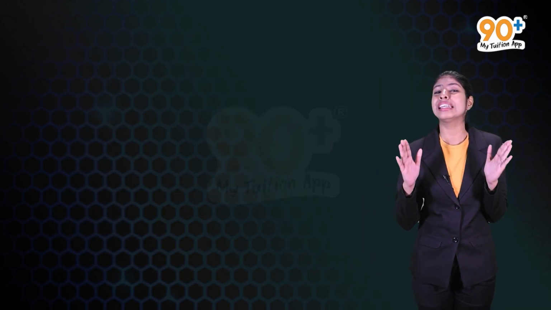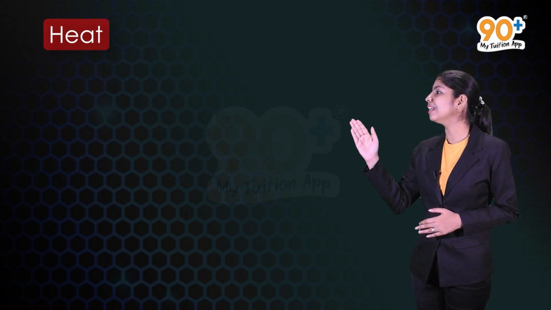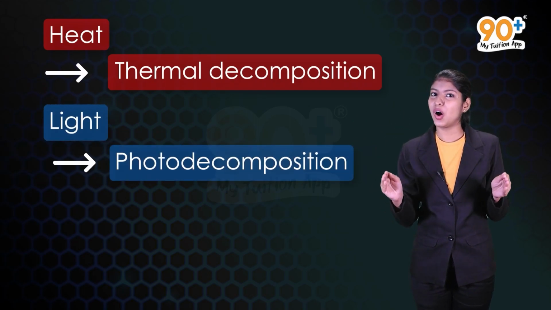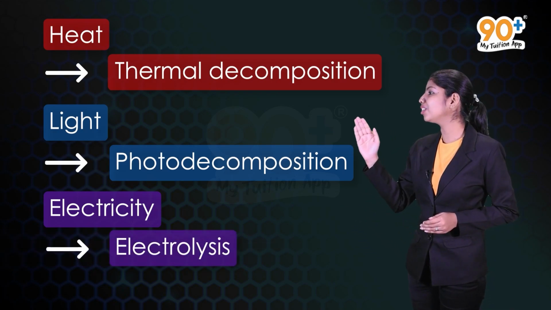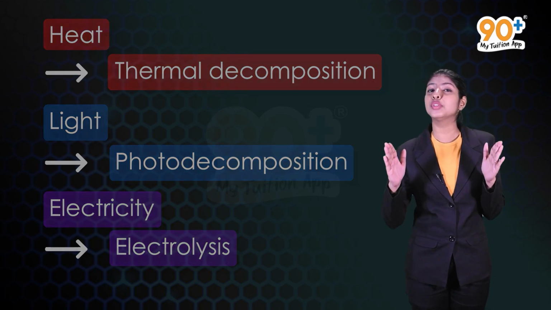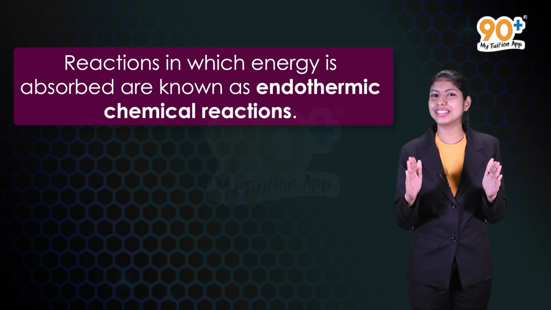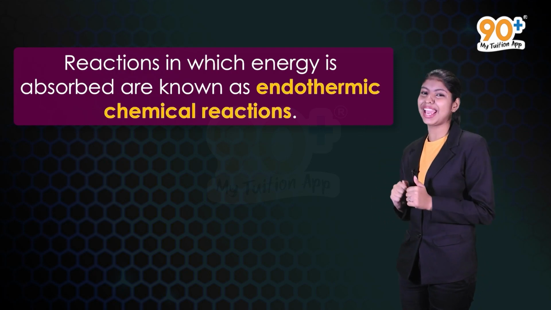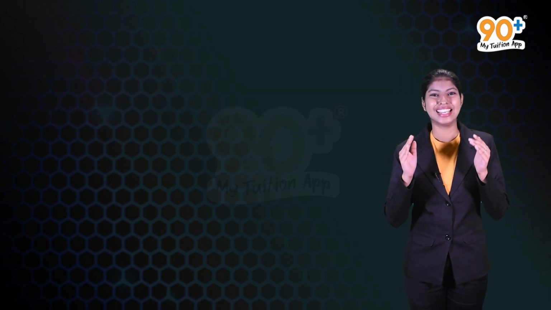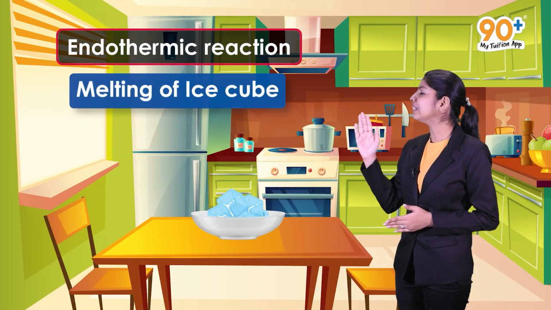We have seen that decomposition reactions require energy either in the form of heat, that is thermal decomposition, or light, that is photodecomposition, or electricity, that is electrolysis, for breaking down the reactants. So friends, we can say that reactions in which energy is absorbed are known as endothermic chemical reactions. So can you give me one example of an endothermic reaction? Yes, melting of an ice cube is an example of an endothermic reaction.